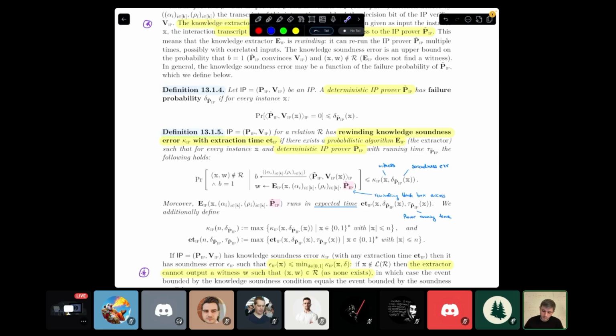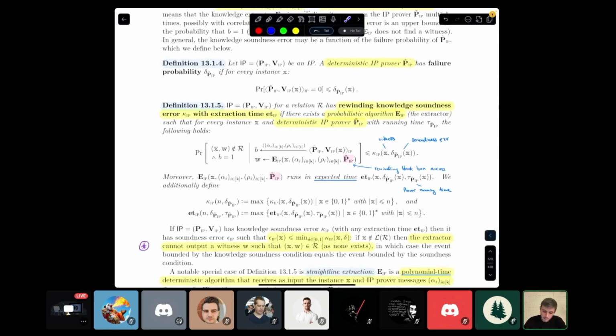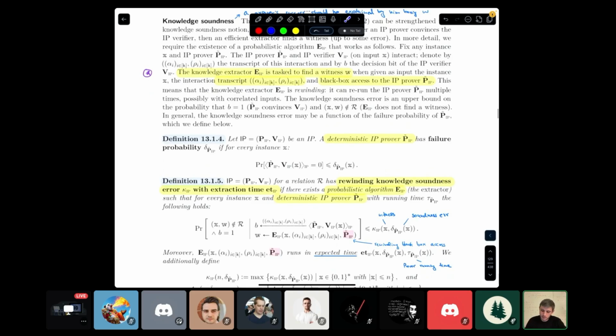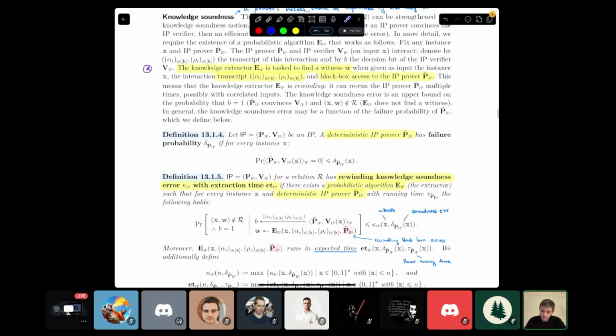So this is what we want to say about extractors. Let me just recap this definition. I know it's a bit technical, but the most important thing to remember is that we want to have some algorithm, denoted by E, such that if the prover and the verifier interacted and the verifier accepts, so it outputs this b, which is 1, there should be an extractor algorithm that outputs W such that x and W are in the language. So we want to say that the probability that this W is not in the language is small. So it's upper bounded by some probability.